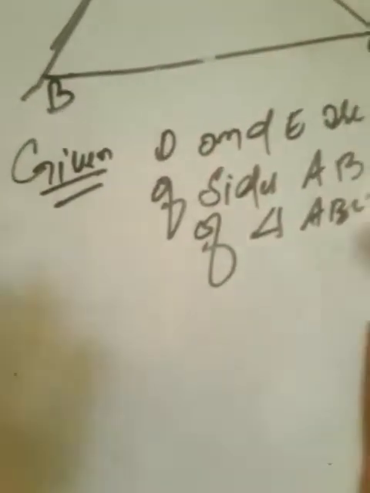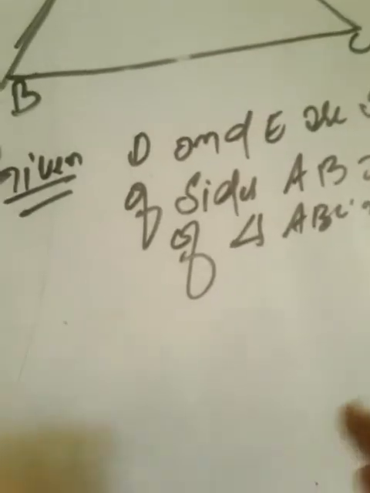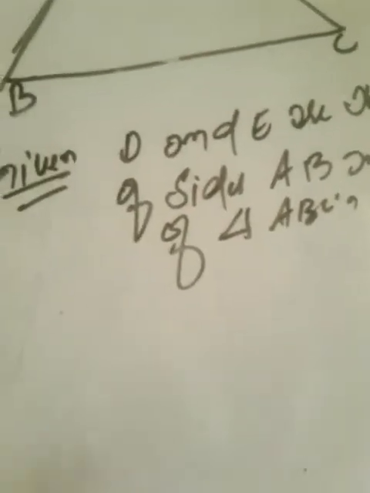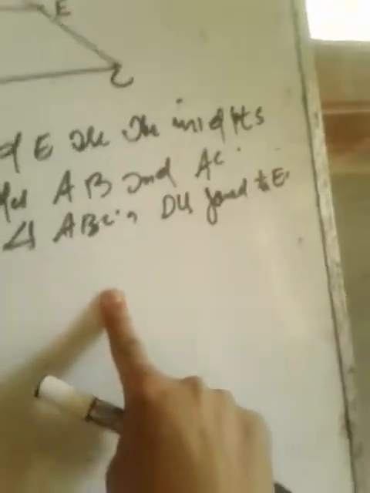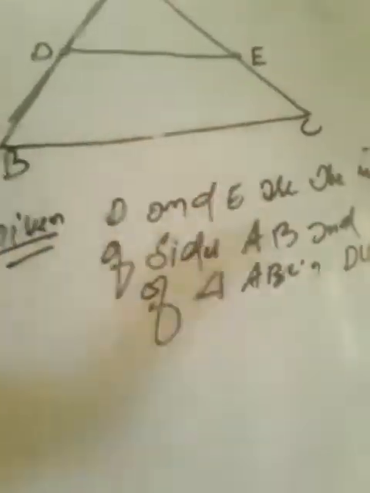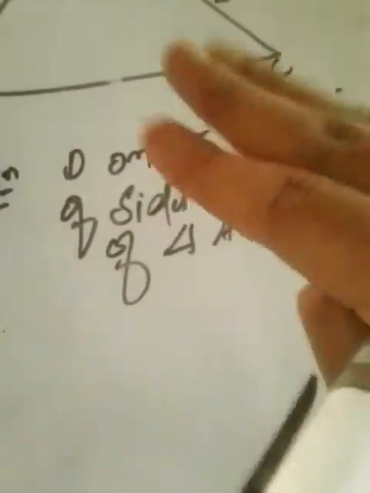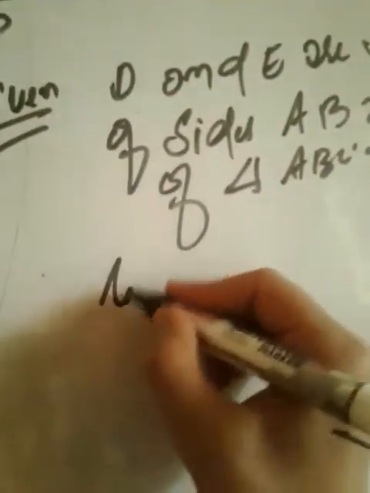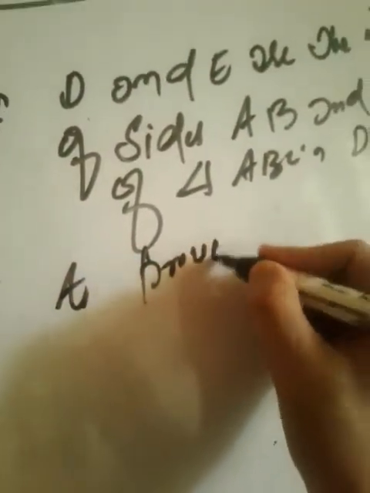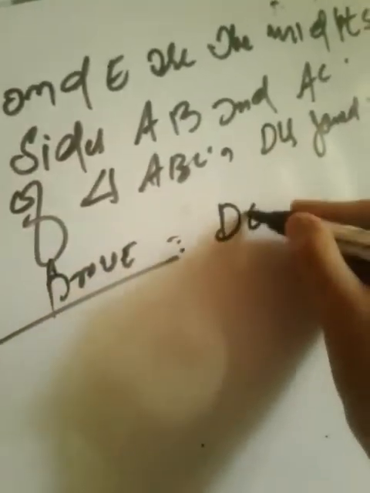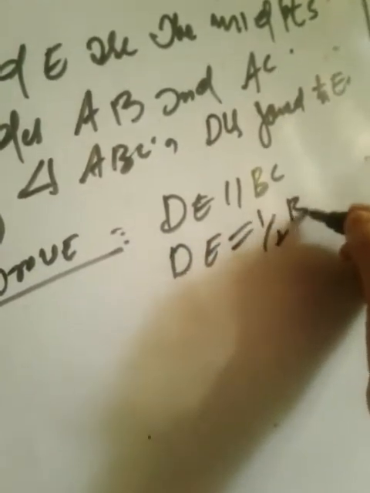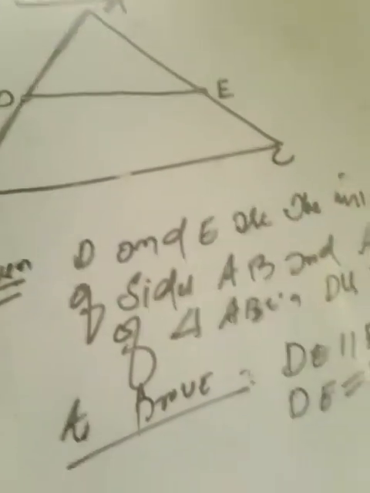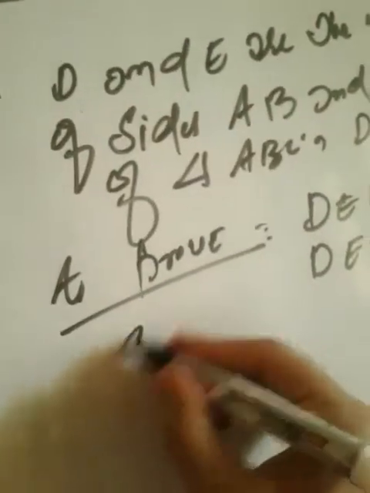The given is most important. You should be able to write the given, because about 50 to 60% of the proof of a question lies within the given. If you understand the given very well, you can easily find a convenient approach to solve the problem. To prove: DE parallel to BC, DE equals 1 by 2 BC. This is to prove. To prove this theorem, we will do some necessary construction.